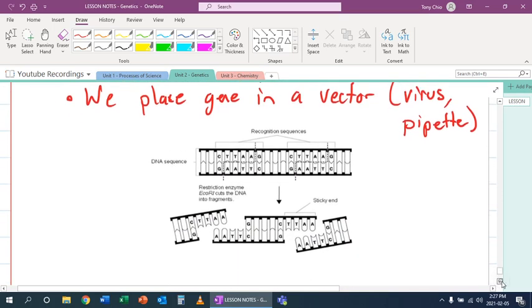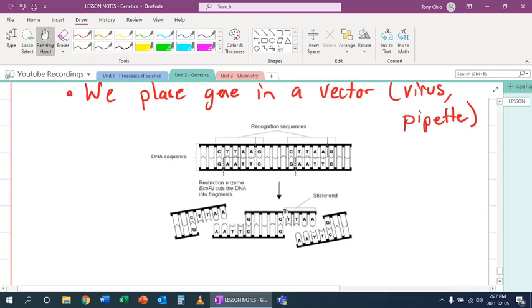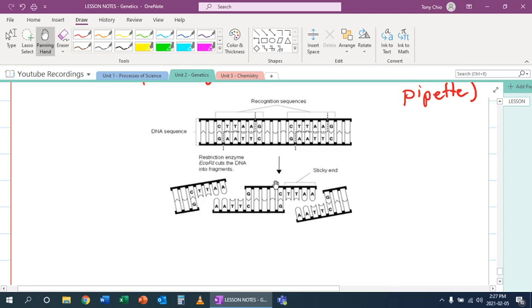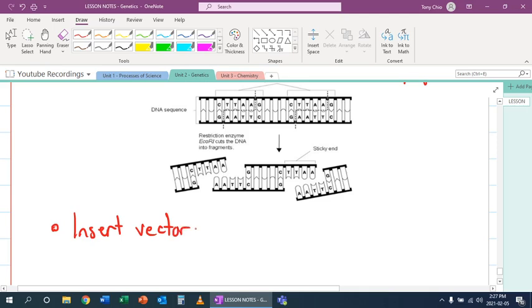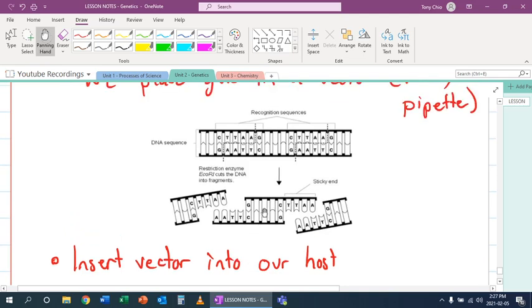Okay, so here's what's going on here. You see this gene, this desired end. What we do is we cut it out, and now we place it in our vector. Then what we do next is we insert the vector into our host, where the gene needs to be placed. And now that organism could have that gene in it.